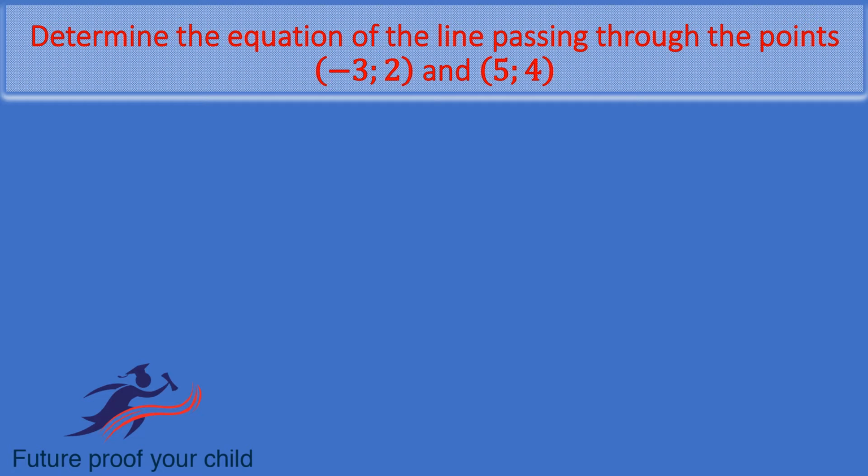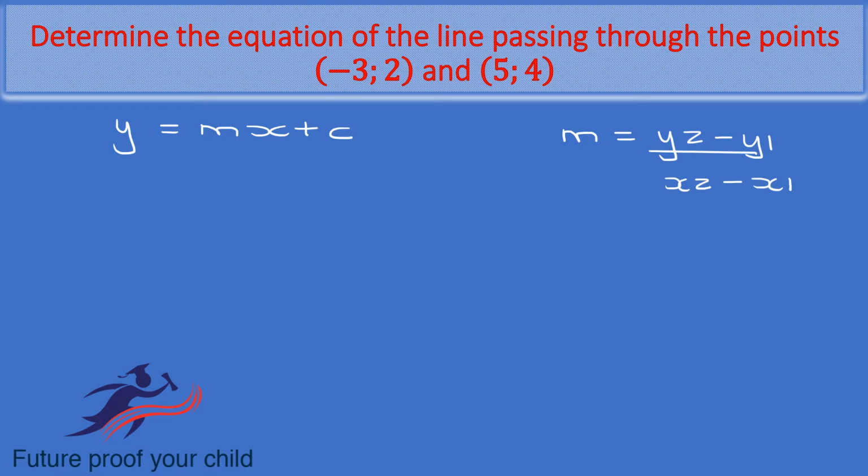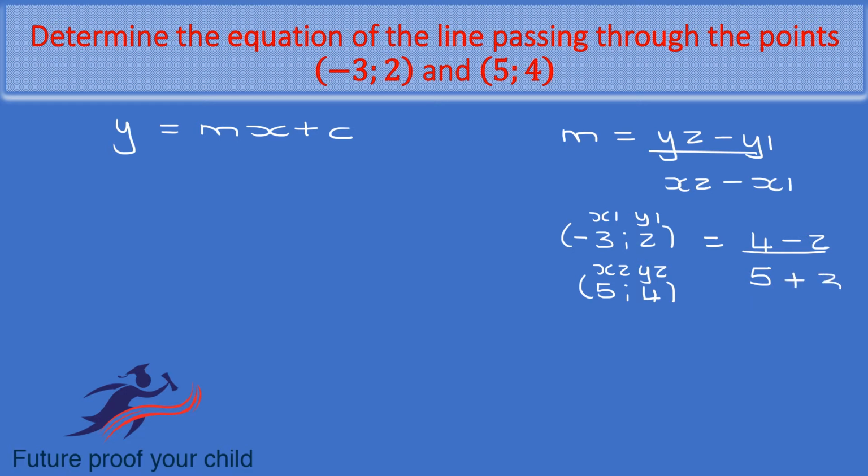Determine the equation of the line passing through the points (-3; 2) and (5; 4). If I want to use the equation y equals mx plus c, I first need to calculate the gradient. I know that the formula for the gradient is y2 minus y1 over x2 minus x1. So I'm going to take my -3 and 2, and make that x1, y1. And I'm going to take my 5, 4, and make that x2, y2. Doesn't really matter if you swap them around. So I'm going to get my gradient equals 4 minus 2 over 5 minus -3, which becomes a positive 3. So if you simplify it, 4 minus 2 is 2, and 5 plus 3 is 8. That gives you a quarter.